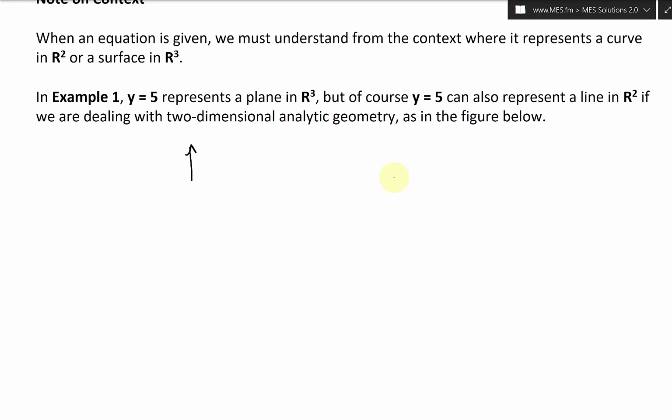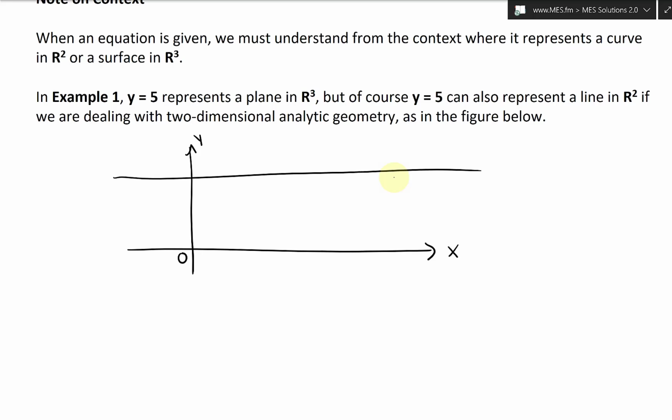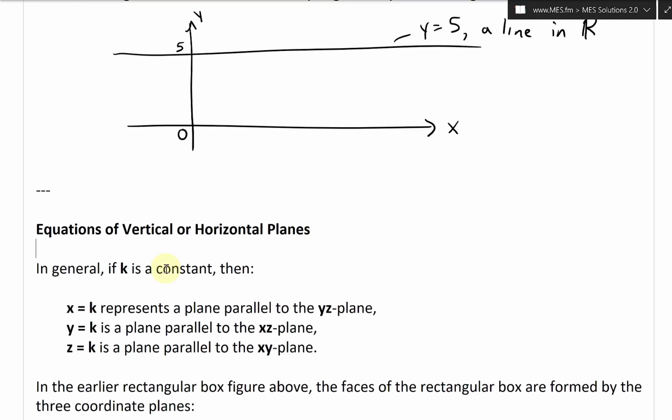So if we have, this is just our xy axis. This is our x, this is our y. Then if this is our origin 0, the line is just like this. This is the 5. In other words, this is y equals 5, and this is a line in R2. All right, so now let's continue further.